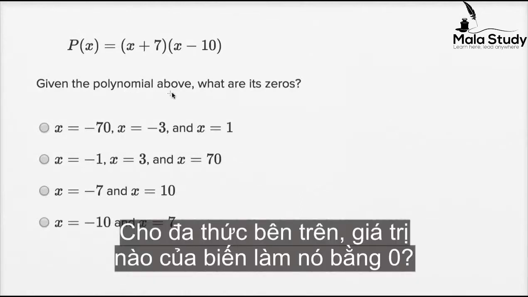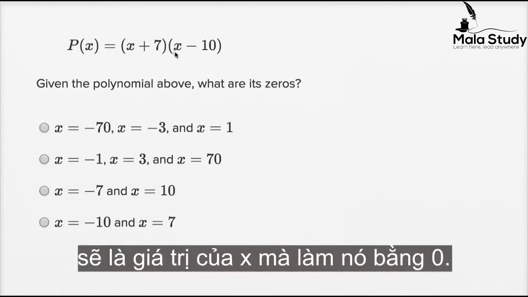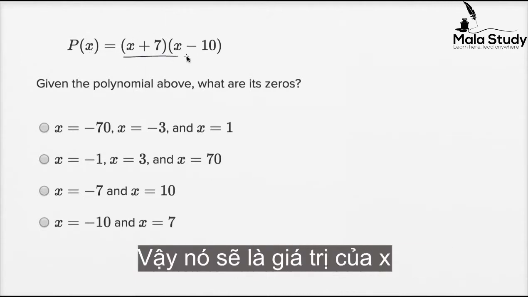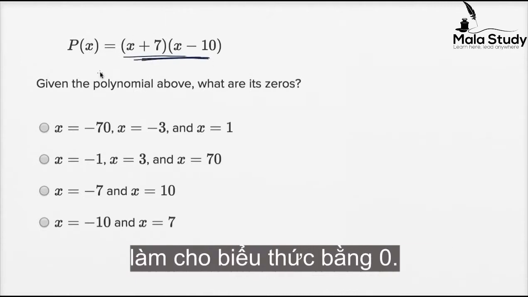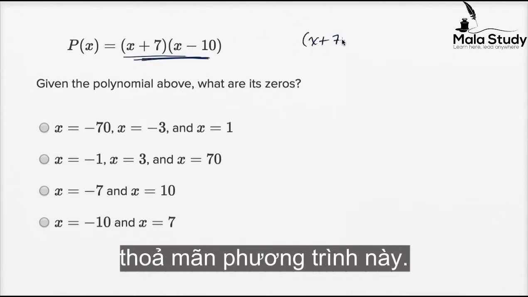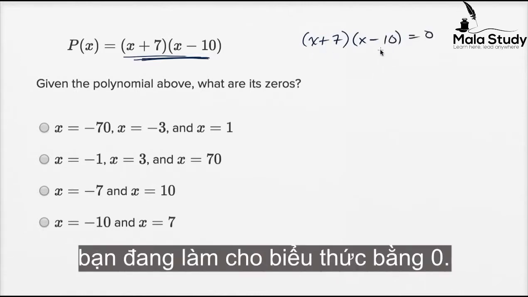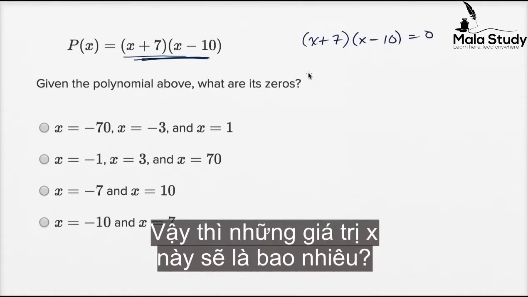Given the polynomial above, what are its zeros? So the zeros of this polynomial are going to be the x values that make it equal to 0. So it's going to be the x values that make this expression equal to 0, or you could say the x values that satisfy this equation, because if you satisfy this equation, you're making this expression equal to 0. So what are those x values going to be?